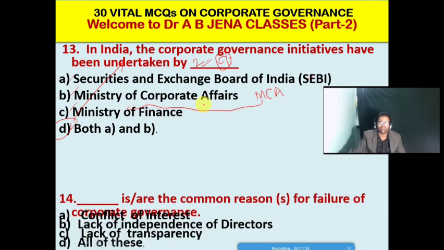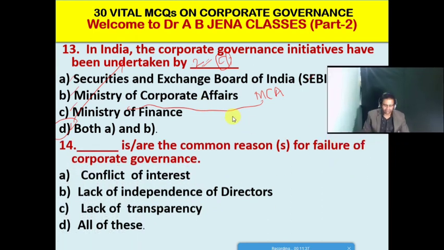Next MCQ: which are the common reasons for failure of corporate governance? A. Conflict of interest. B. Lack of independence of directors. C. Lack of transparency. D. All of these. Friends, D is the right option for this MCQ. Corporate governance may fail due to conflict of interest, lack of independence of directors, as well as lack of transparency.